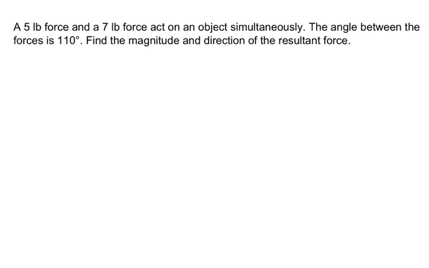And we're back. In this problem, we're going to work a vector application problem. So we have a 5-pound force and a 7-pound force, and they're acting on an object at the same time, simultaneously. The angle between the two forces is 110 degrees. We want to find the magnitude and the direction of the resultant force.